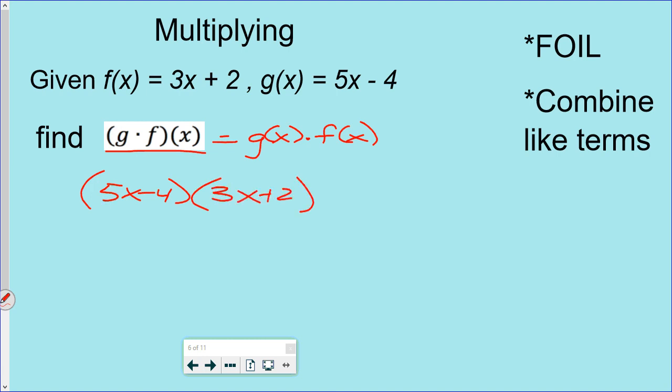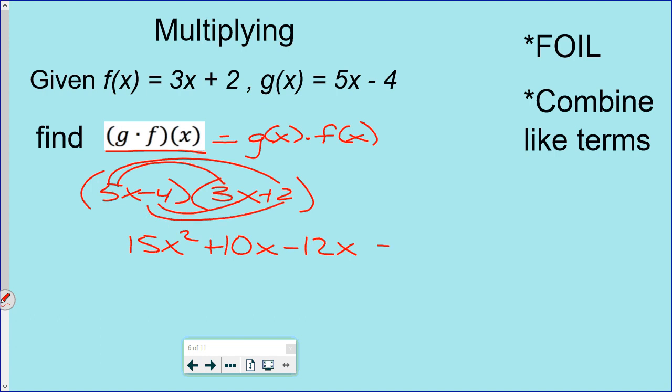We FOIL, so first terms, 5x times 3x, 15x squared. When you multiply is when you change the x's. Then 5x times 2 is 10x. Negative 4 times 3x is a negative 12x. And negative 4 times 2 is a negative 8. Nothing to combine the 15x squared with. 10x and negative 12x is negative 2x, minus 8. I have a new function of g times f of x.